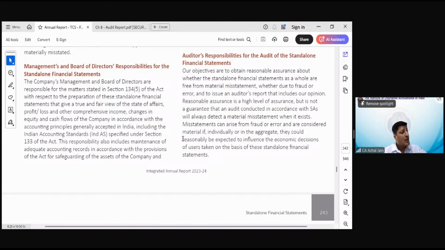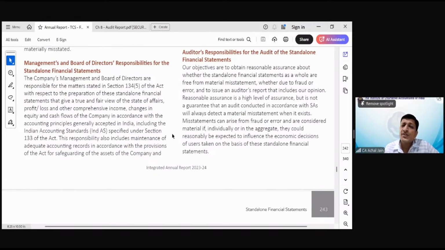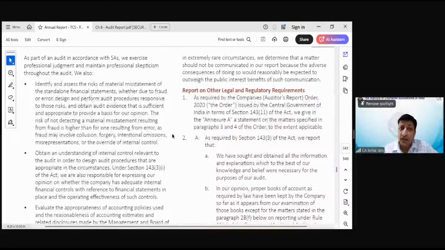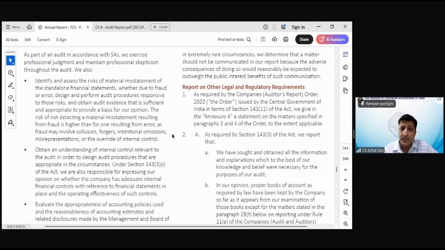So in this case, can you please understand that each and everything auditor is just trying to explain? And it's not that this is the only para. There are a lot of other things. Let's read through all of those points. As part of an audit in accordance with auditing standards, what are the roles? What are the responsibilities? So auditor is saying we exercise professional judgment. We maintain professional skepticism throughout the audit.